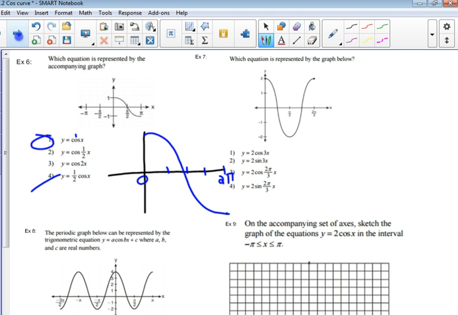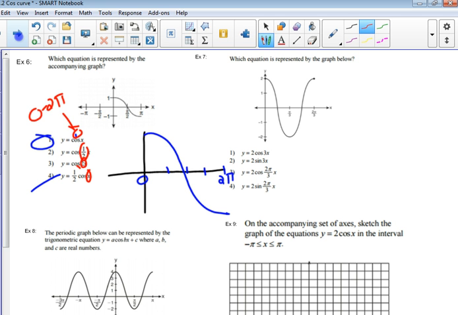The frequency, that b value, is always how many full curves you see between 0 and 2 pi. That part never changes. So when you look at the frequency of something, whatever this number is, right here, that's always how many full curves you see between the 0 and 2 pi. That part never changes, always 0 to 2 pi, no matter what.